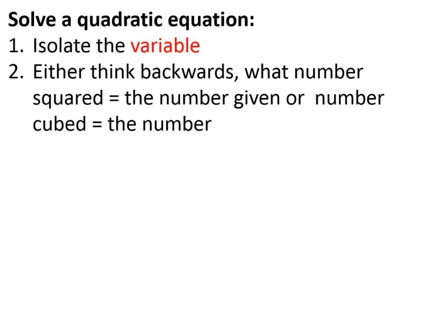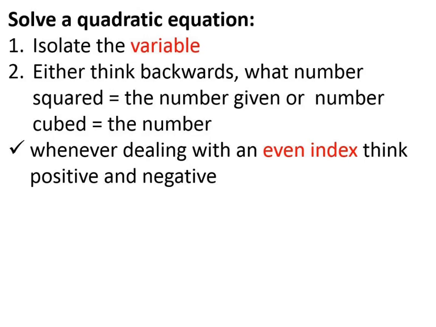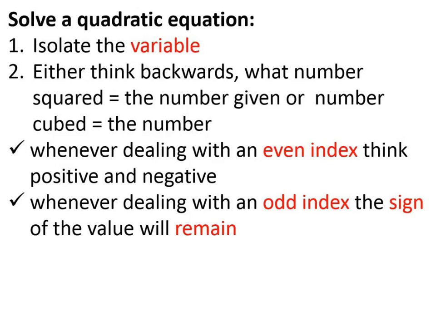Step 2, we need to either think backwards, what number squared equals the number given, or what number cubed equals the number. Thinking backwards just means if I have x squared, I'm thinking what number times itself is this answer. Whenever dealing with an even index, meaning a squared or a fourth power or a sixth power, eighth power, you need to think positive and negative. Whenever dealing with an odd index, the sign of the value will remain the same.